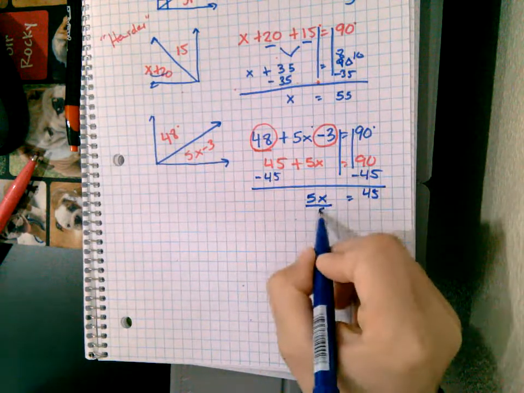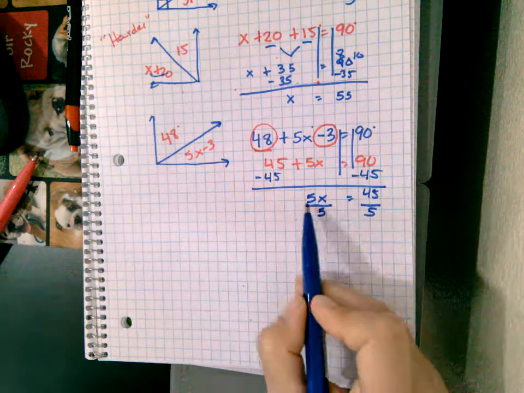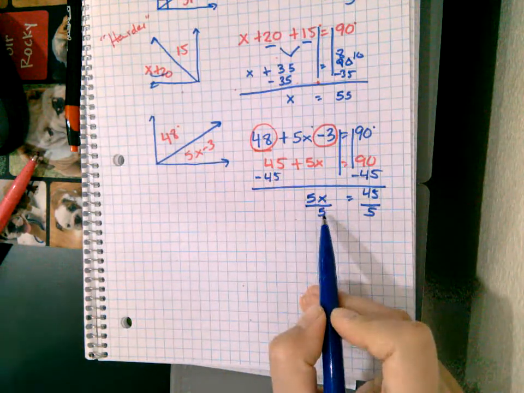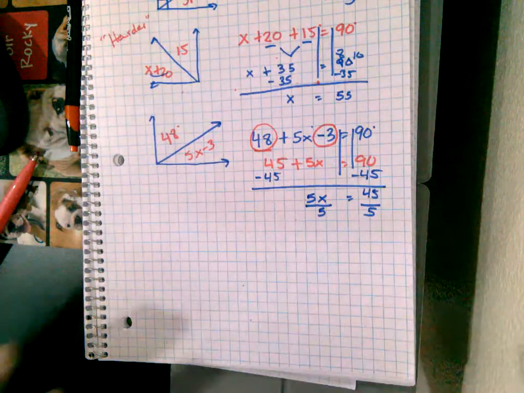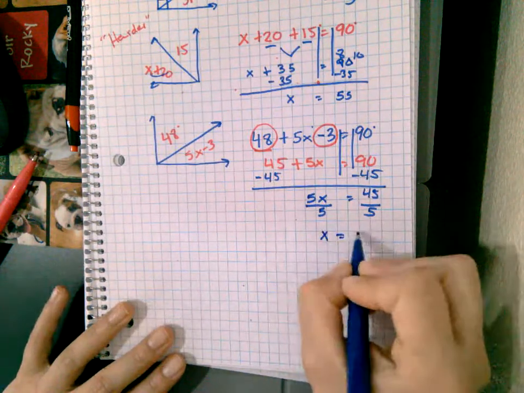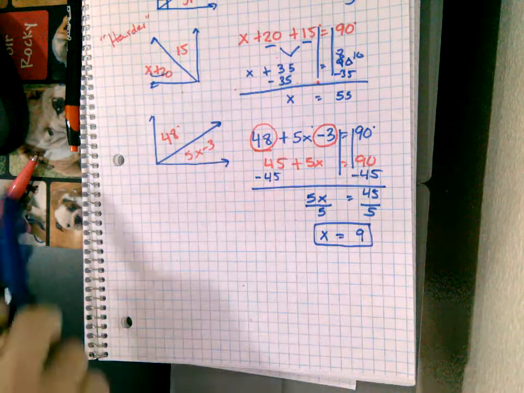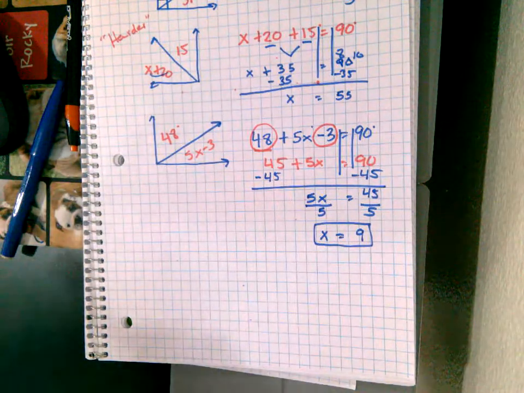And we're going to divide by 5, divide by 5. Because we have 5 times x, 5x, the opposite is to divide. These are the things you learned back in September that you're going to need right now. So x equals 9. All right. Because of time, we're going to stop right there.